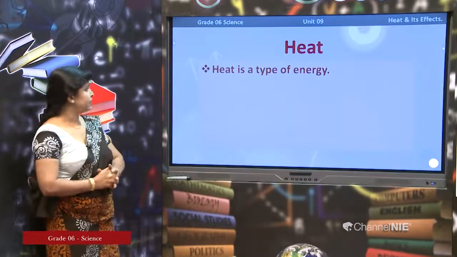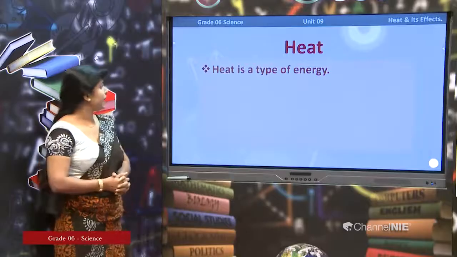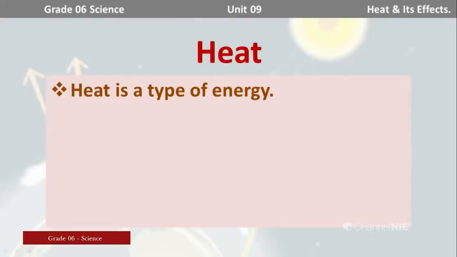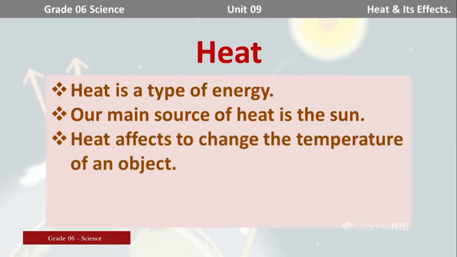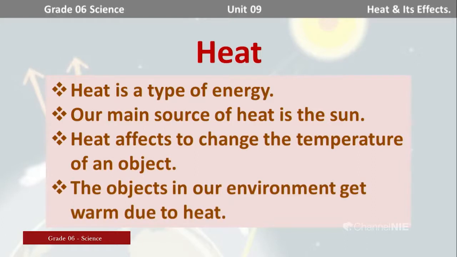Right. Now, this is what we discussed. Heat is a type of energy. Our main source of heat is the sun. You already know these things. Heat affects and changes the temperature of an object. That's a new word, the temperature. Heat changes the temperature of an object. The objects in our environment get warm due to heat, right?